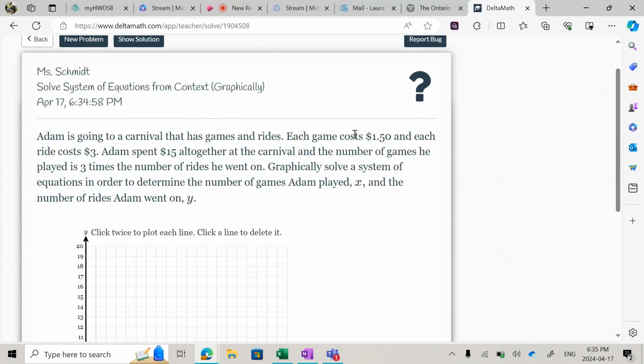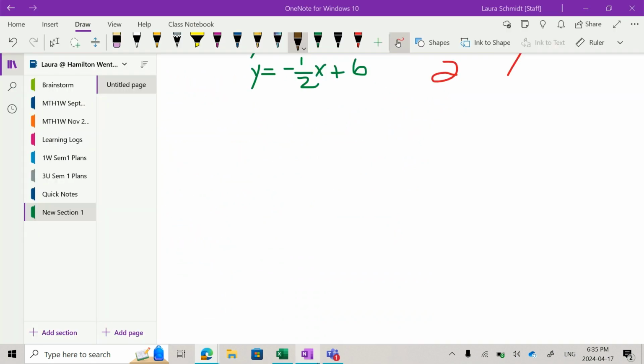Okay, each game costs $1.50. I'm just going to write this down as I do it. So $1.50x plus 3y is going to be equal to $15. Okay, so $1.50x plus $3 per whatever y stands for, rides, I think, equals $15. So I got $1.50 times the number of games plus $3 times the number of rides is going to be equal to $15.